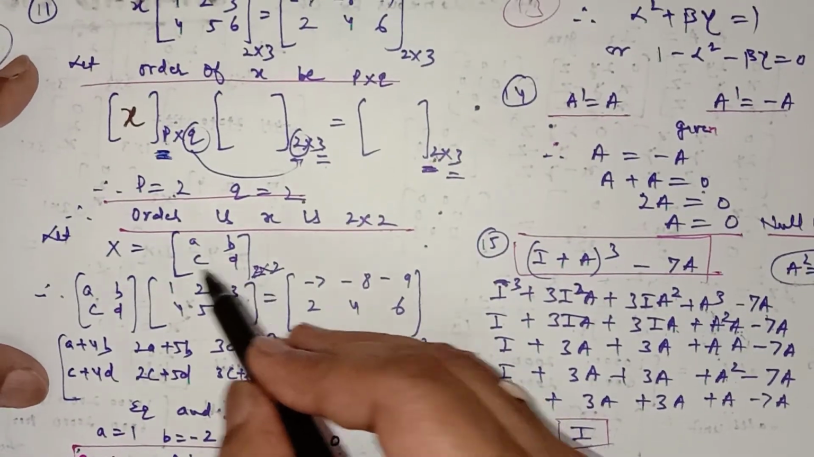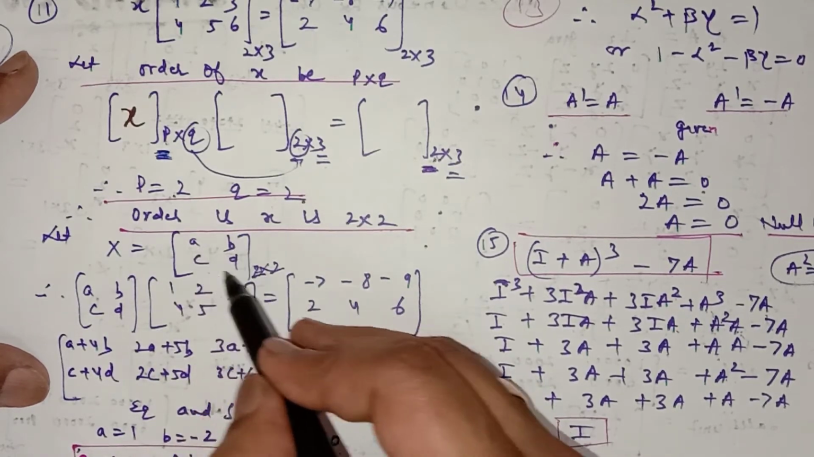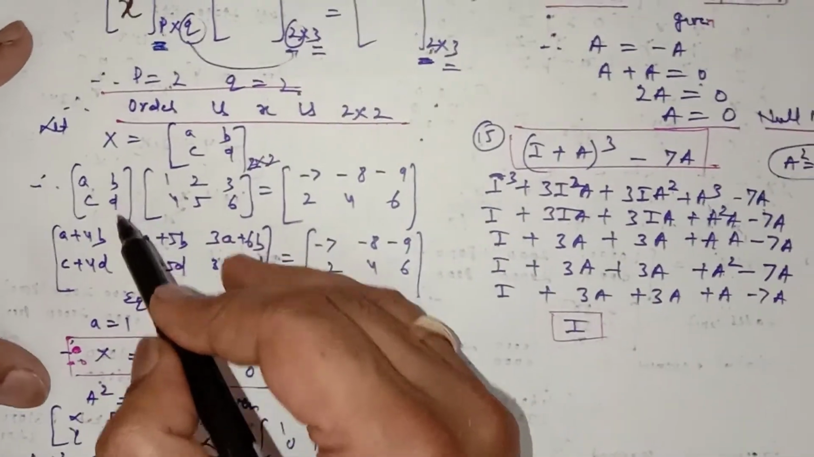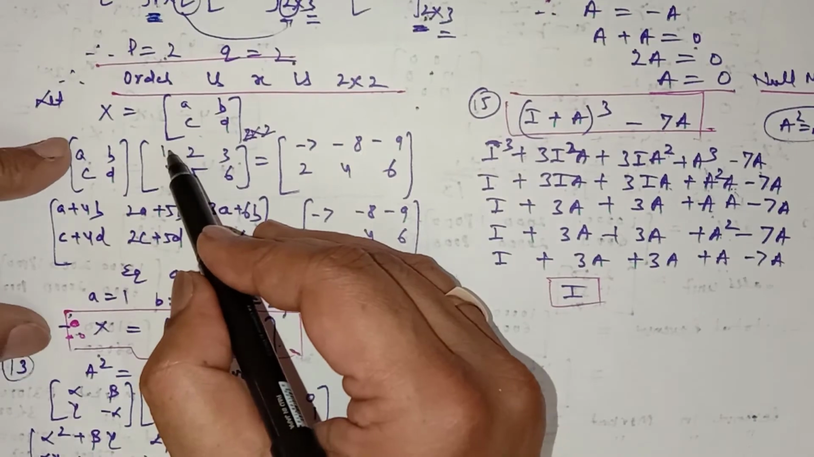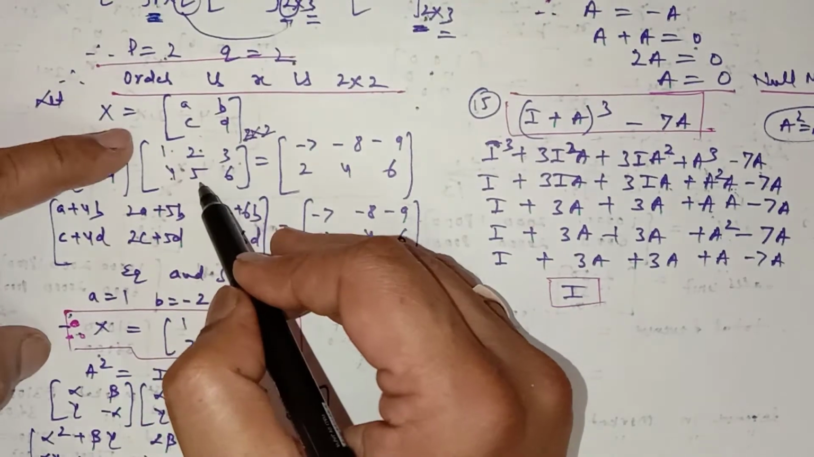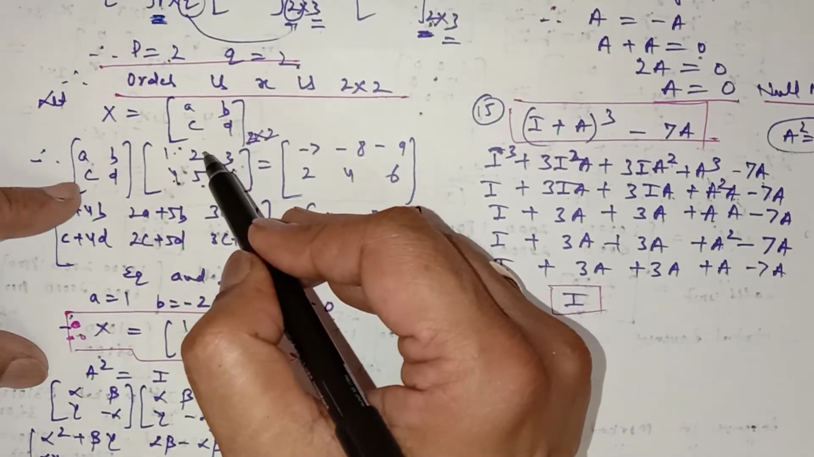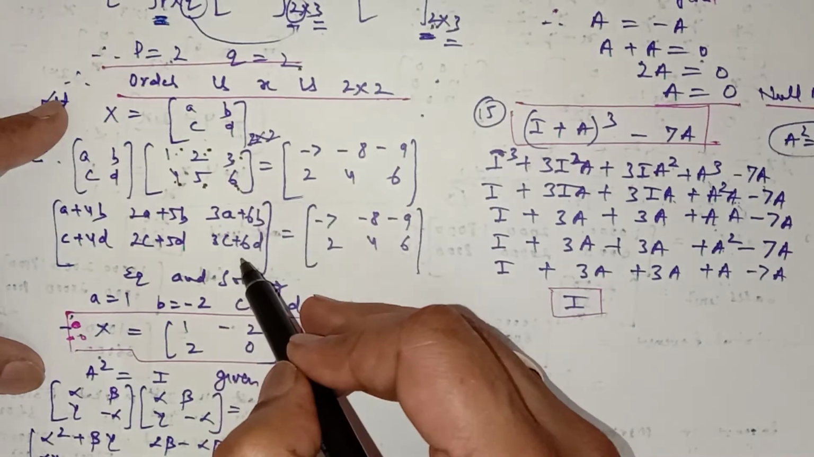This is very important. Now you can let the matrix X of 2 by 2 order be A, B, C, D. So replace the matrix X as A, B, C, D. Multiply these two matrices. You know how to multiply. On the left hand side we get 1a plus 4b, 2a plus 5b, 3a plus 6b, 1c plus 4d, 2c plus 5d, 3c plus 6d.